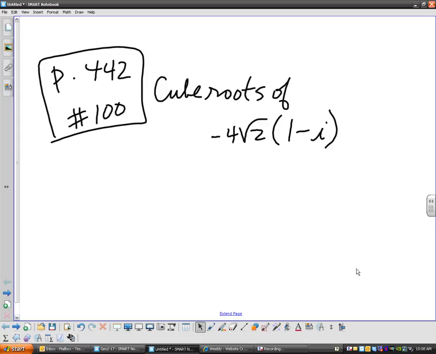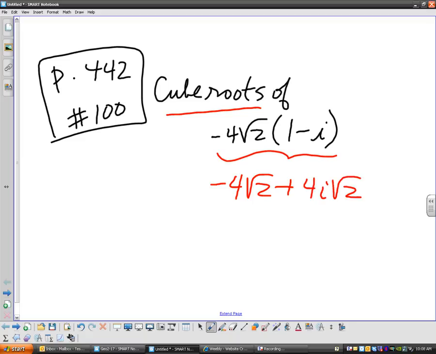Okay, so number 100 on last night's homework. Find the cube roots of negative 4 square root of 2 times the quantity 1 minus i. So first I would distribute that and write this in a plus bi form. Negative 4 square root of 2 plus 4i square root of 2. Then when you graph this, you have negative 4 square root of 2 and positive 4 square root of 2.